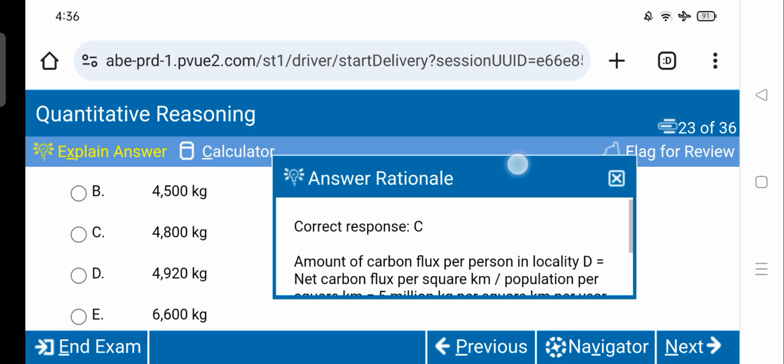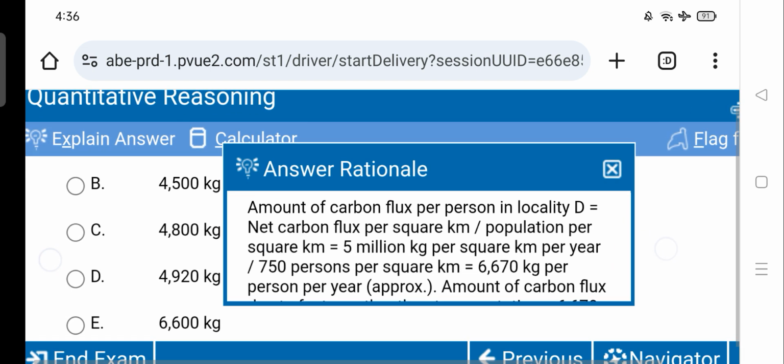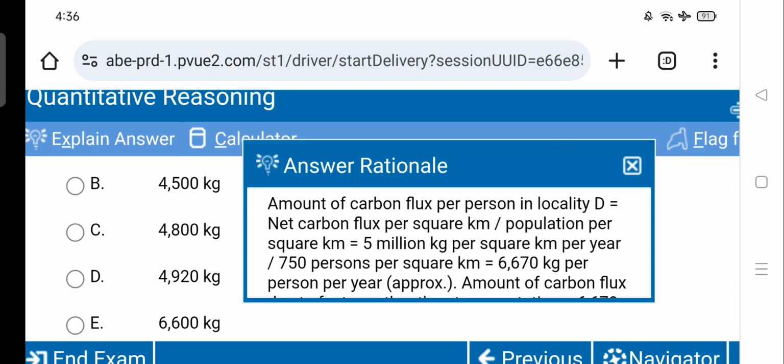So here we have the correct response is option C, as the amount of carbon flux per person in locality D equals net carbon flux per square kilometer divided by population per square kilometer equals 5 million kilogram per square kilometer per year divided by 750 persons per square kilometer equals 6,670 kilogram per person per year.